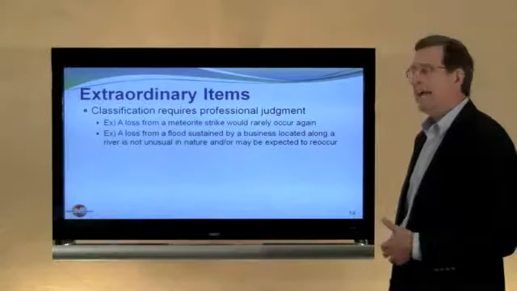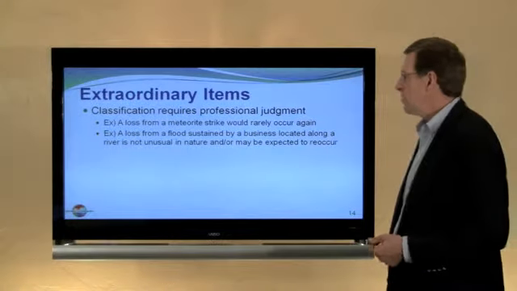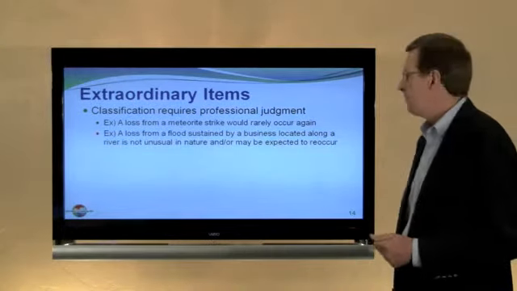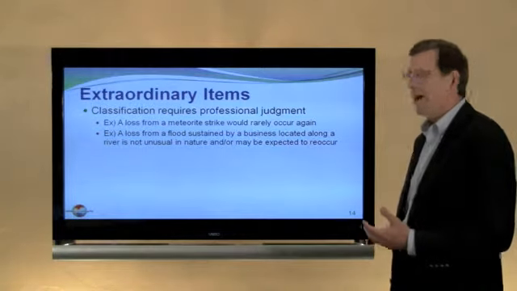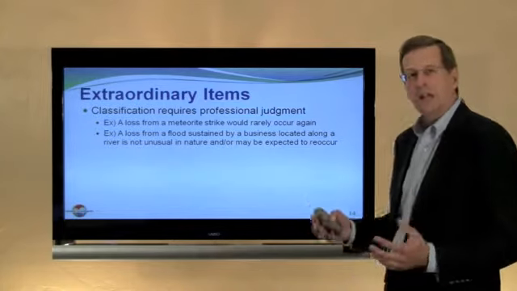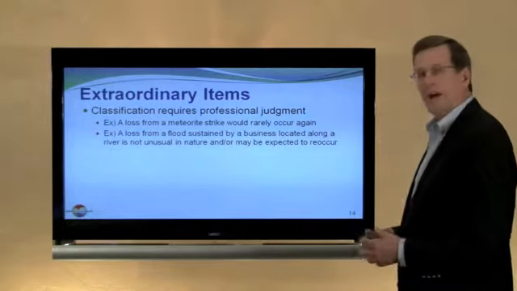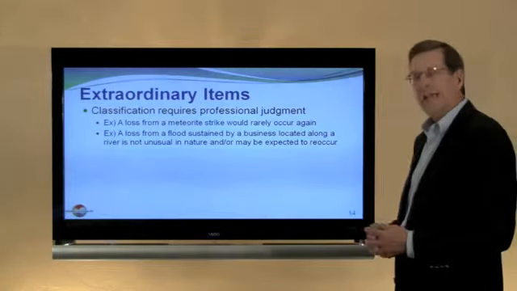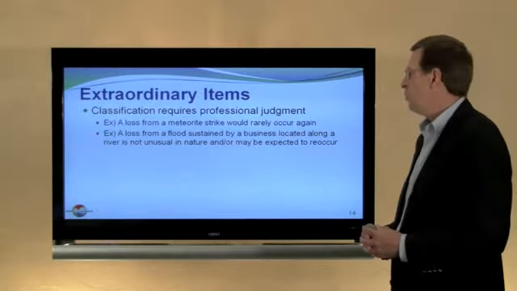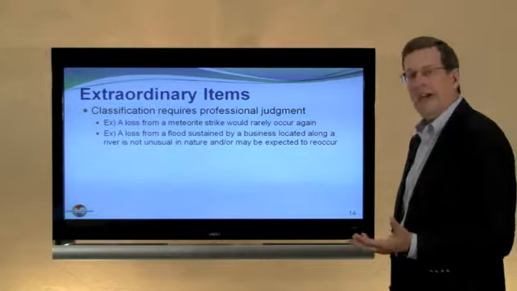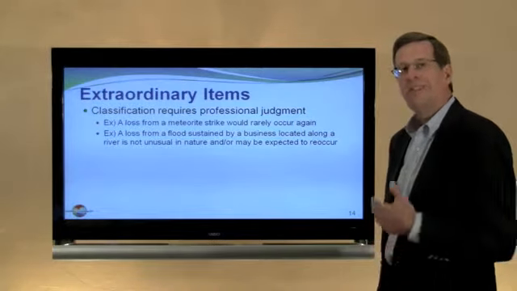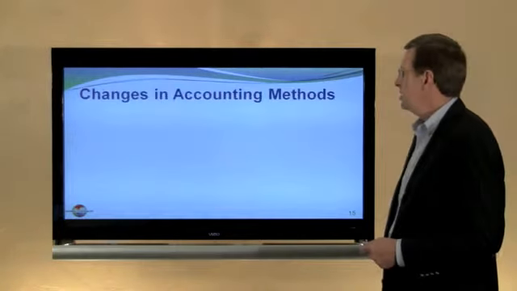One must be careful and exercise professional judgment to determine whether something is unusual in nature and infrequent in occurrence. In the example, I used a meteorite strike, which would rarely occur again at the same location, clearly extraordinary. However, conversely, a loss from a flood sustained at a business located along the banks of a river, well, that may not be that unusual in nature and might reoccur again. That loss would just be a loss that's included within income from continuing operations.